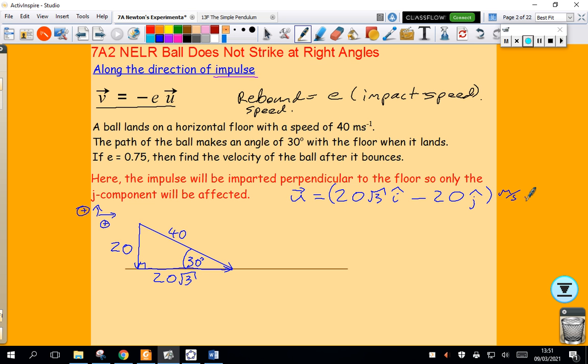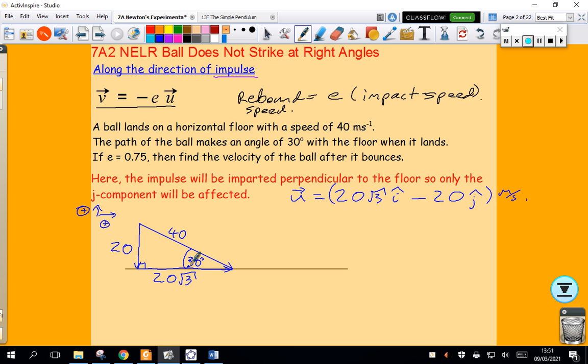If you don't know your special triangles, remember opposite is always hypotenuse times sine of the angle. 40 sine 30 gives you 20. The adjacent is always the hypotenuse times cosine of the angle. 40 cosine 30 gives you 20 root 3.